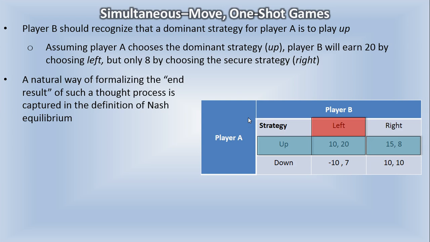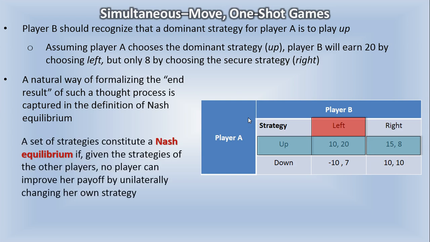So a natural way of formalizing the end result of such a thought process is captured in the definition of what's called the Nash equilibrium. A set of strategies constitutes a Nash equilibrium if, given the strategies of the other players, no player can improve her payoff by unilaterally changing her own strategy. The Nash equilibrium is basically a set of strategies that may exist in a game, or may not exist, or may exist several times in a game, that no player has any incentive to deviate from.